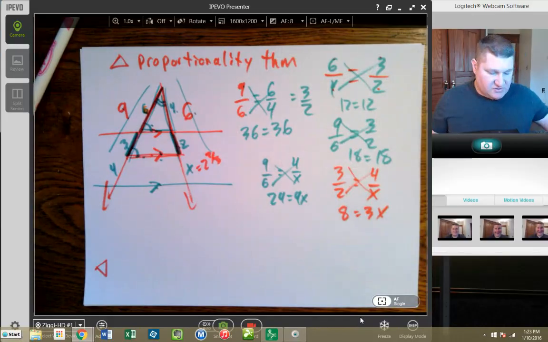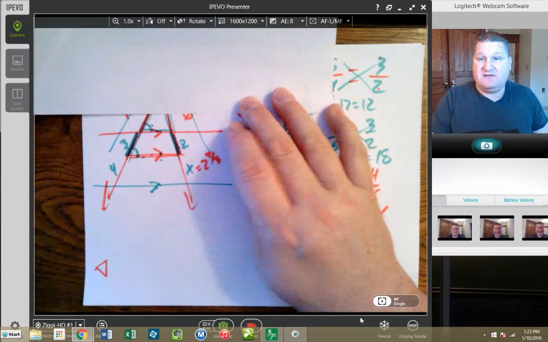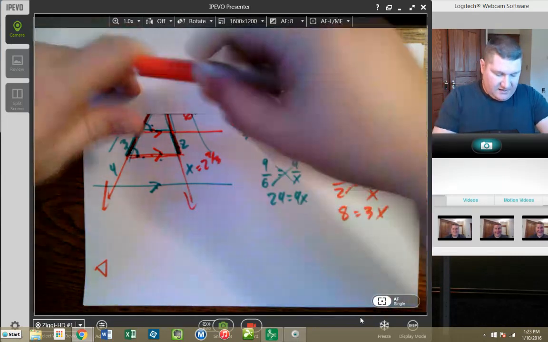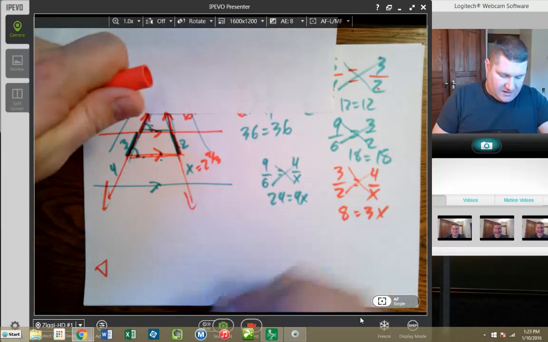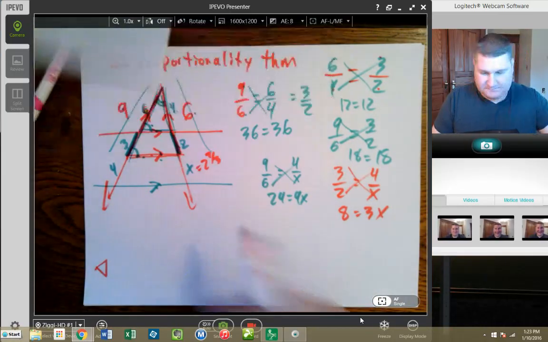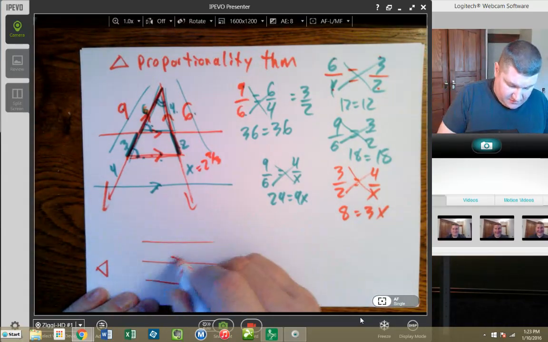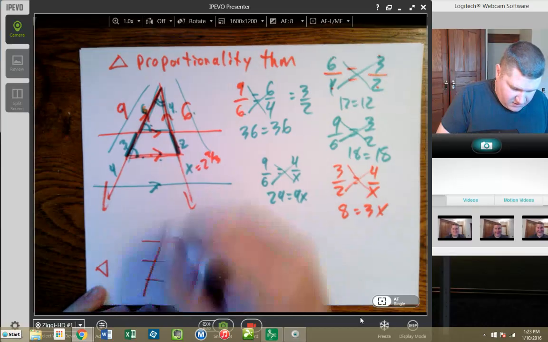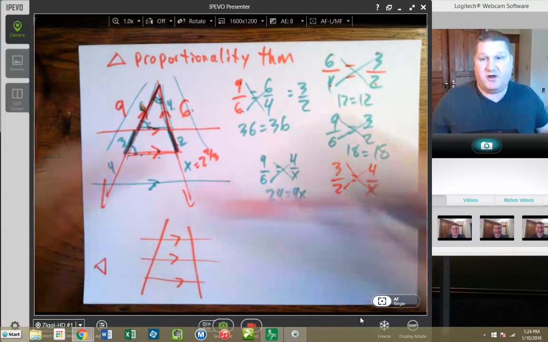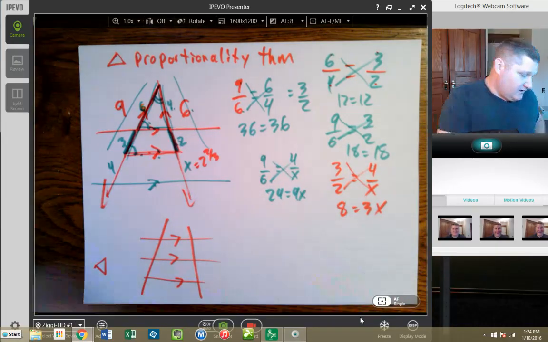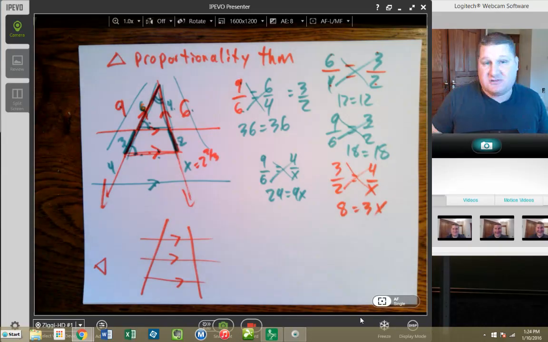In fact, that actually brings us to another theorem. The other theorem that we have is it doesn't even have to be a triangle. It could simply be any three parallel lines cut by two transversals. Any three parallel lines. 1, 2, 3. Parallel, parallel, parallel. Transversal, transversal. Now, in this case, if I were to draw them on up, they would indeed make a triangle. But this here, without the triangle, is actually called the proportional parts of parallel lines.